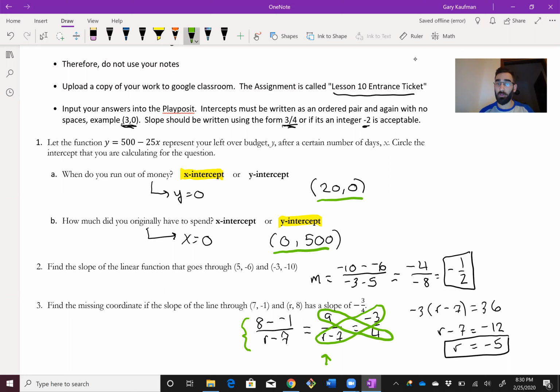I used cross multiplication, which resulted in negative 3 multiplied by r minus 7 equals 36. I divided both sides by negative 3 to get here, and I added 7 to get r. And you can actually then plug that in and check. If you have any questions on this, make sure you come into the Google meeting to meet with me. So let's go on with today's lesson.